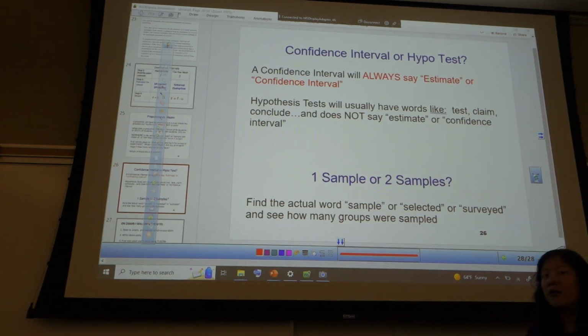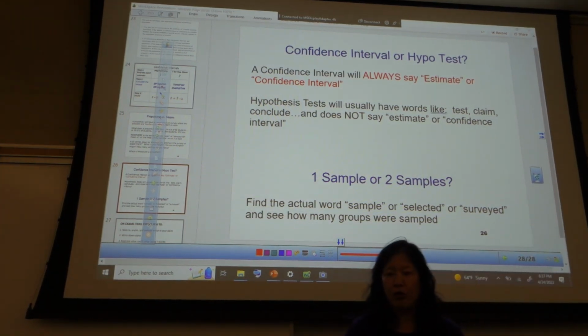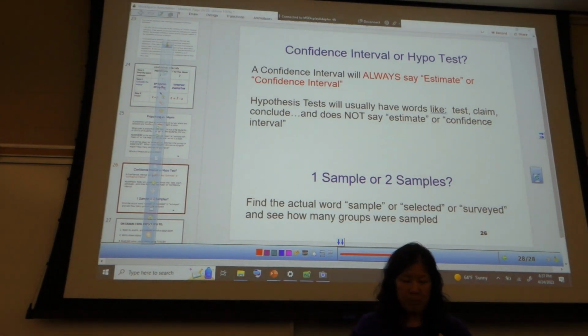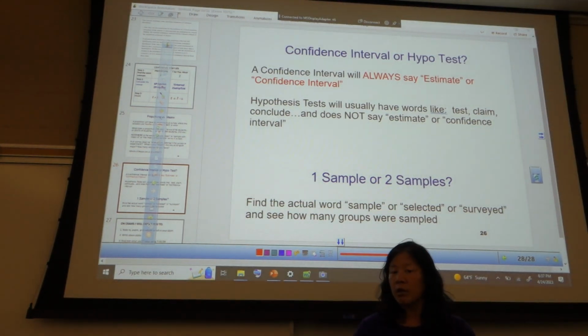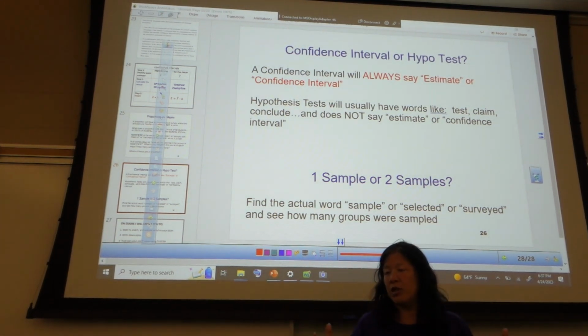So the easiest way to tell what's a mean or a proportion is a mean will always say mean and standard deviation, right, or average and standard deviation, or give the symbols for that, or it could be in disguise. It could be a number, a set of numbers.